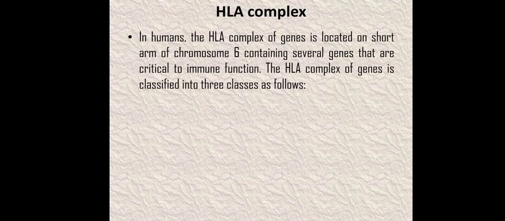Now we are discussing the HLA complex. In humans, the HLA complex of genes is located on the short arm of chromosome number 6, which contains several genes that are critical to immune function.